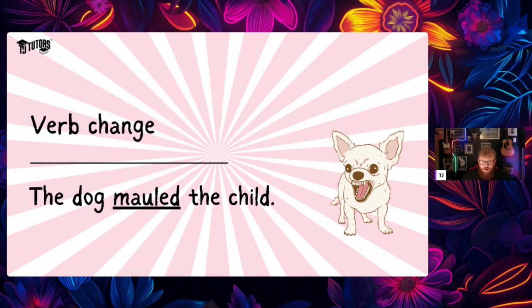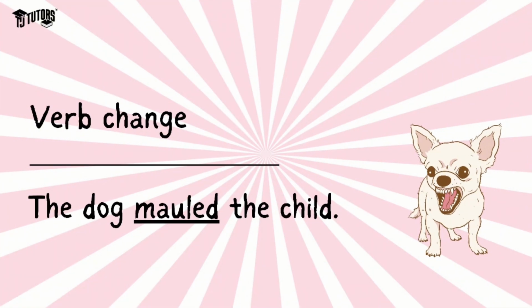Okay, let's see what we've got there then. Now, the next thing we've got is changing the verb. In my example here, I've changed the verb to the dog mauled the child. So have a little look at your sentence. Try and think of a way that you can change that verb to make it more interesting, create more imagery, and make it more exciting for the reader.